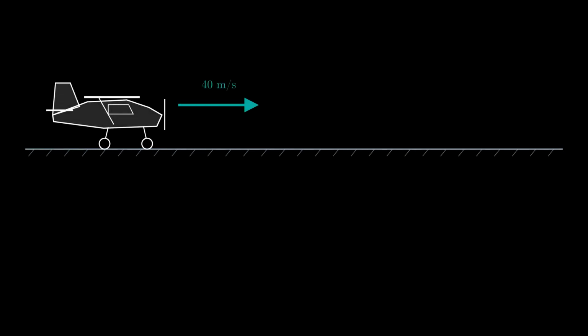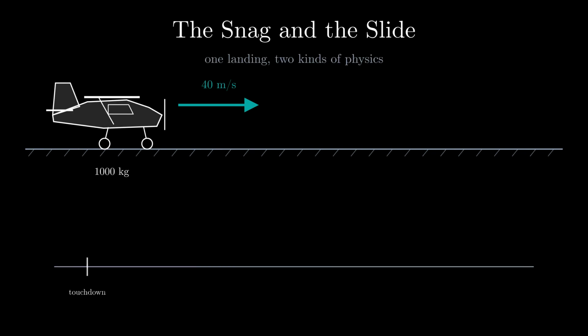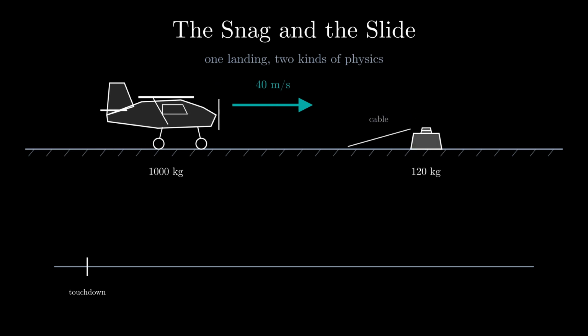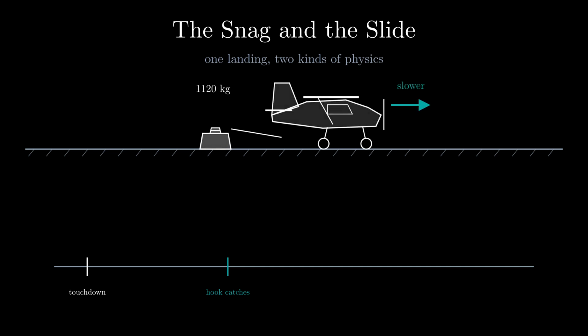A light plane touches down on a runway that's too short. Engine off, nothing but momentum carrying it forward. Stretched across the tarmac ahead is a cable tied to a heavy sandbag. The hook catches. In a fraction of a second, the plane gets heavier and slower. Then it drags that sandbag to a halt.